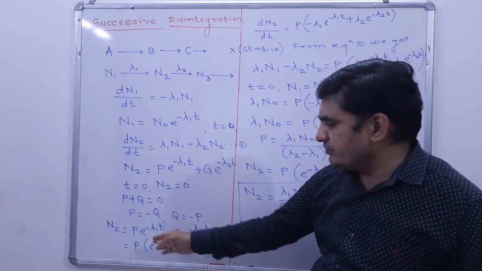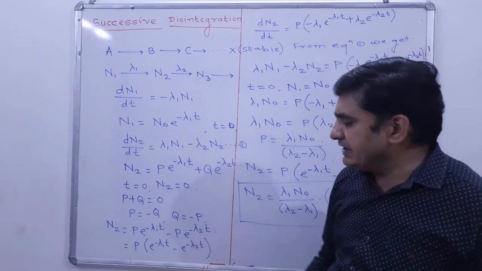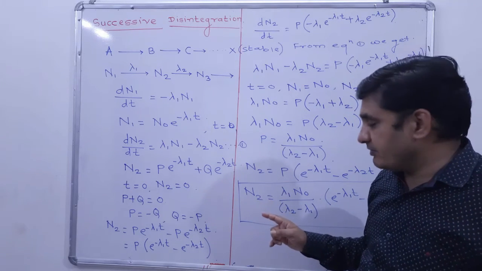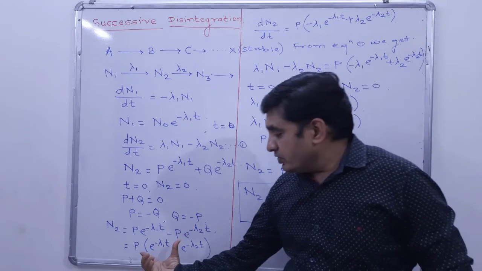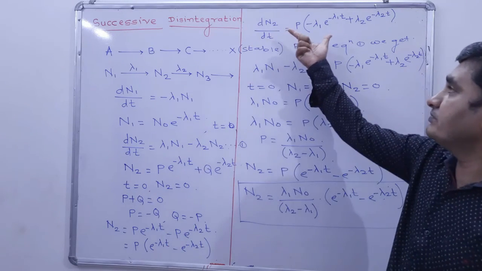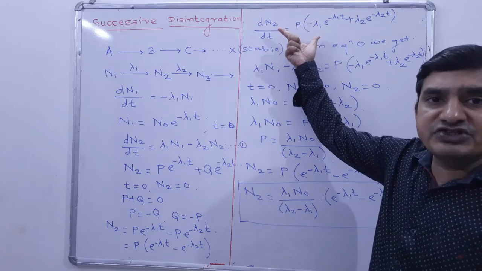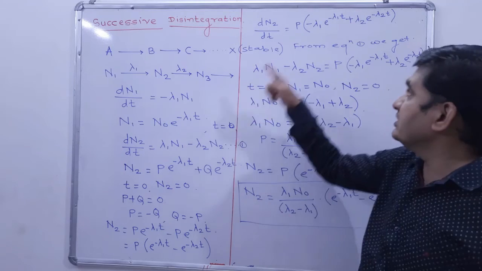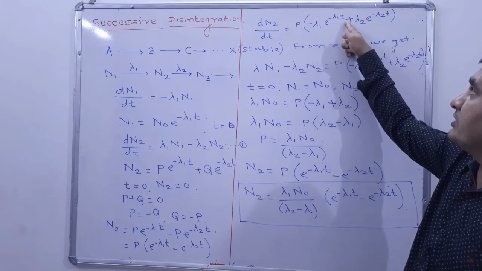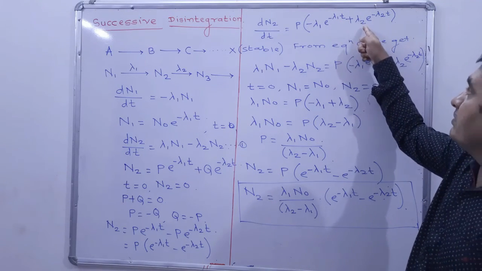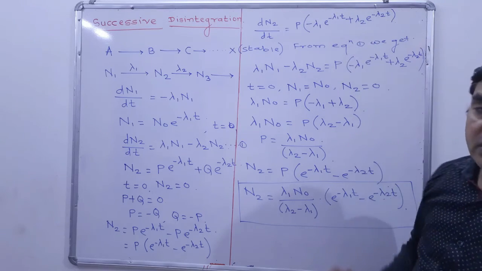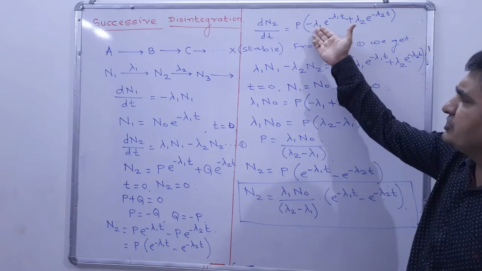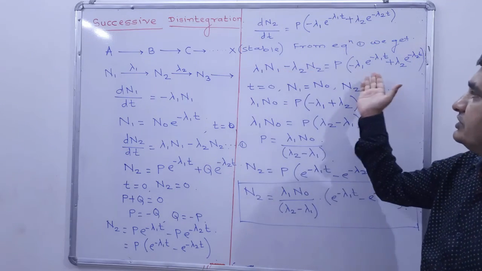in this equation, we get P in bracket e raised to minus lambda 1 into t minus e raised to minus lambda 2 into t. Now take the derivative of this term, so that we obtain the rate of disintegration of the daughter. The derivative of the first term is minus lambda 1 e raised to minus lambda 1 t plus lambda 2 e raised to minus lambda 2 into t. Now equating this equation with equation number 1, we get this term.